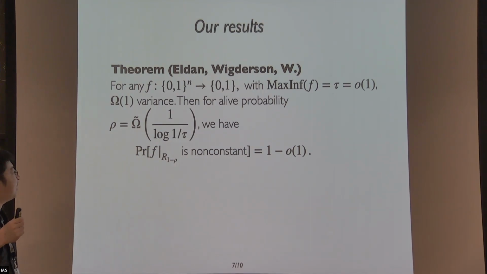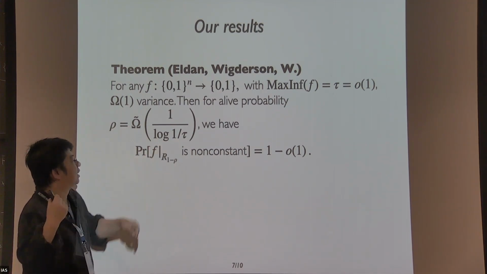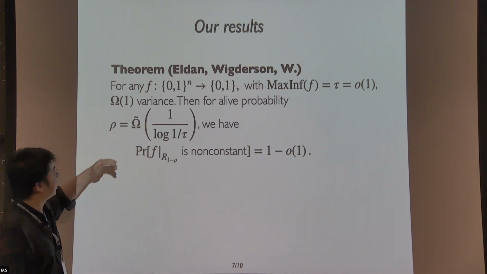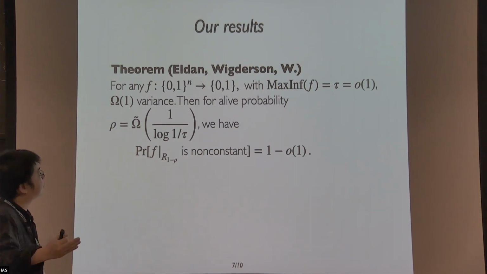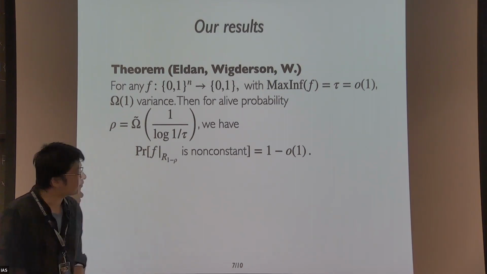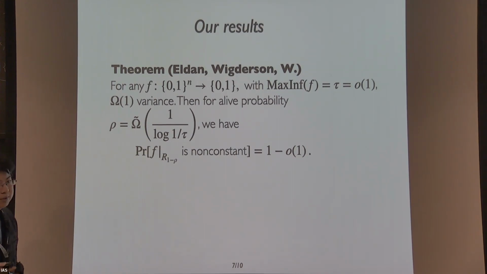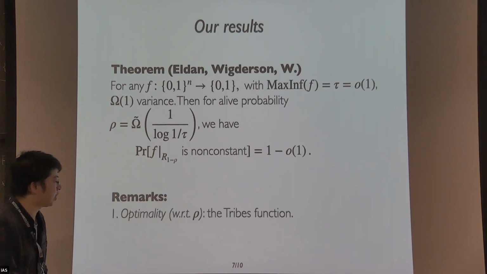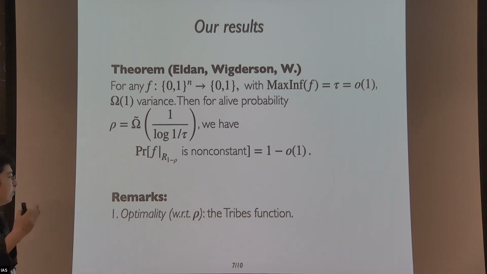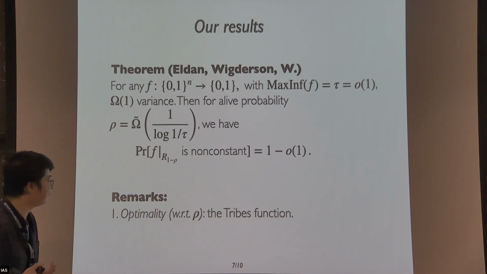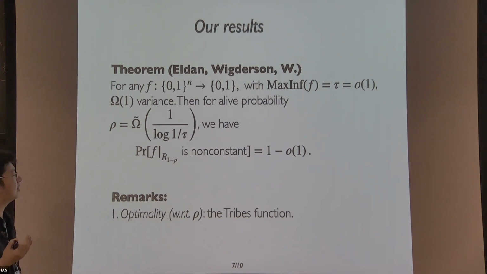So recall that for majority and for the Tribes function, the max influence is polynomially small, which is kind of saying that we can restrict all but a fraction of 1 over log n of the inputs. And this is the best we can do, exactly because of the Tribes function. For the Tribes function, if we restrict all but 1 over log n, which corresponds to its max influence, then we are going to get a constant function with high enough probability.